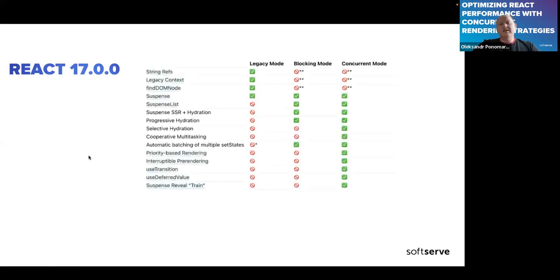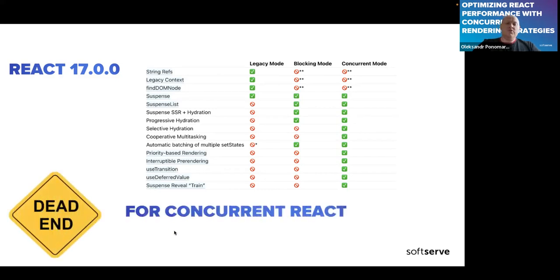They tried to implement some new modes, differentiated between different modes, like legacy mode, blocking mode, concurrent mode. But unfortunately, it was a dead end for concurrent React. They tried to do that. They already released the features, like they provided the possibility to try concurrent features in React 17, but the concept of different modes was incorrect.